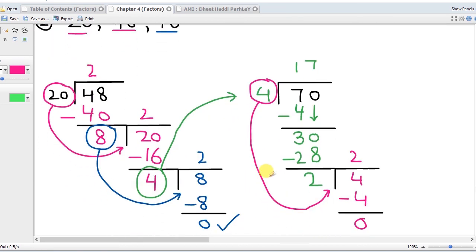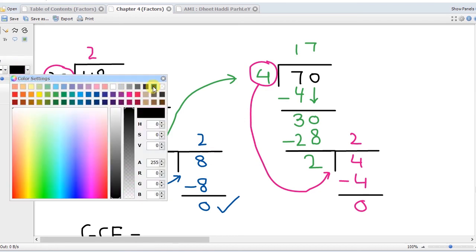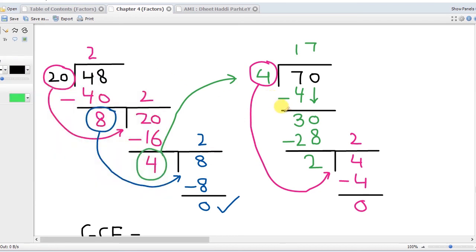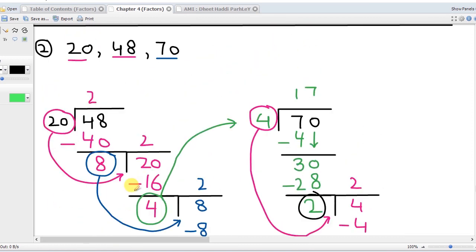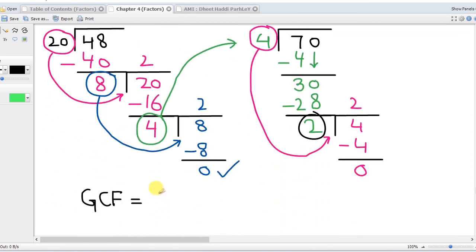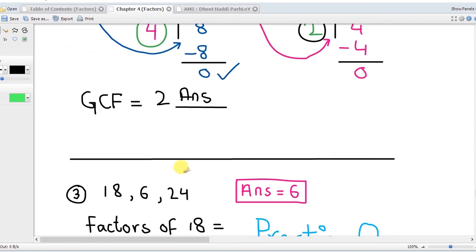So in this case, what will be our final answer with the help of which we are getting the remainder 0? So here we are getting the remainder 0 with the help of which divisor, 4 or 2? So yes, it is 2. So the greatest common factor for these numbers is 2. So that will be your final answer.